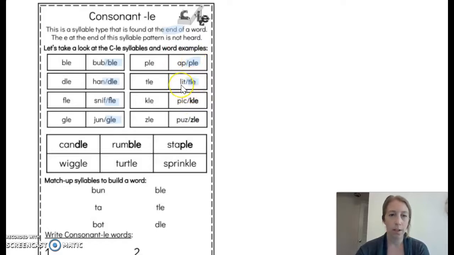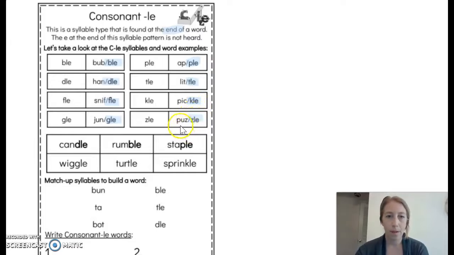Toll. Closed syllable again. Little. Little. Coal. Read your first syllable, that's closed. Pickle. Pickle. I actually just had a pickle for lunch.